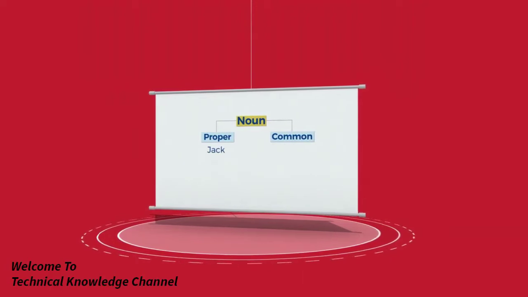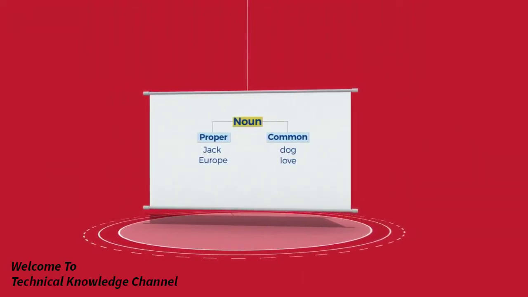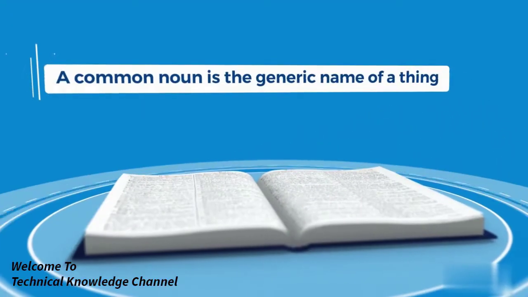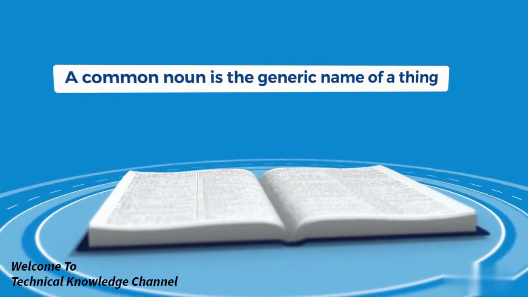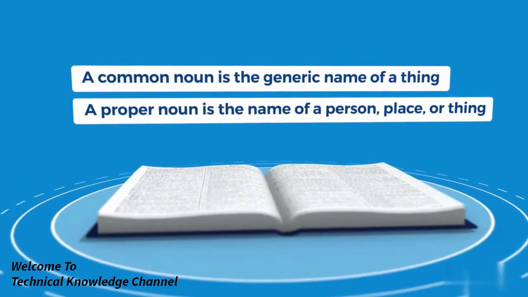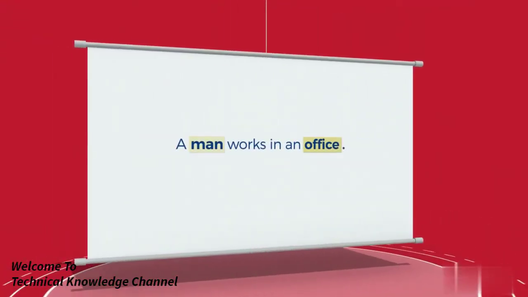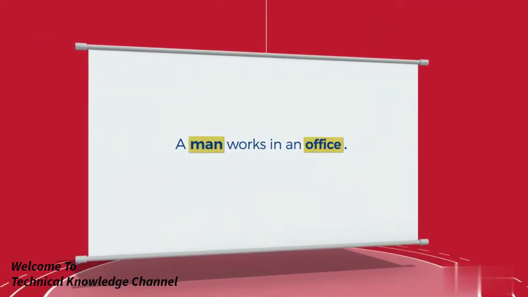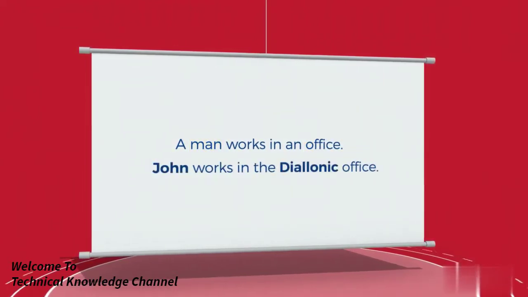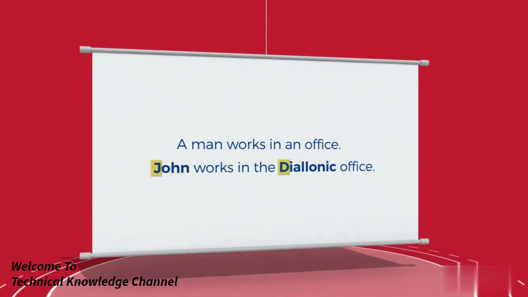Let's consider how. First, capitalization becomes easier when you can distinguish between proper and common nouns. A common noun is the generic name of one thing in a class or group, and a proper noun is the name of a person or the official name of a place or thing. For example, office and person are common nouns, but if you say John works at the Dialonic office, then you've used two proper nouns. All proper nouns begin with an initial capital letter.